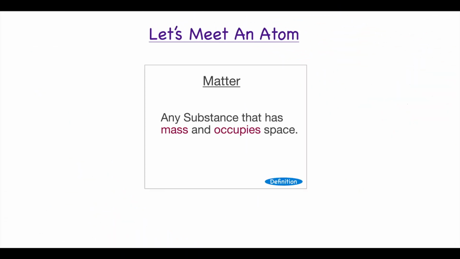Before we can talk about an atom, we need to speak about the word matter. Matter is defined as any substance that has mass and that occupies space. This definition is applied to things you can see and things that are not visible to your eye.